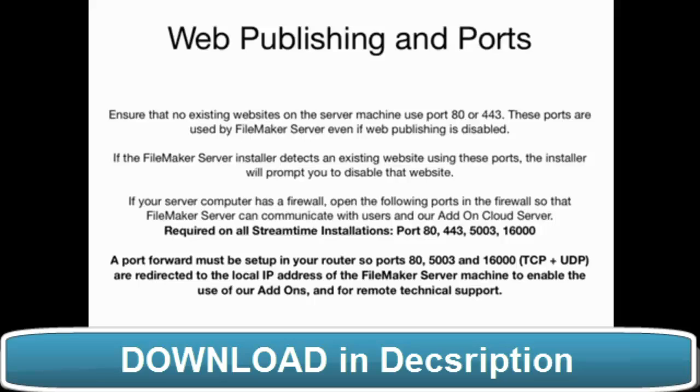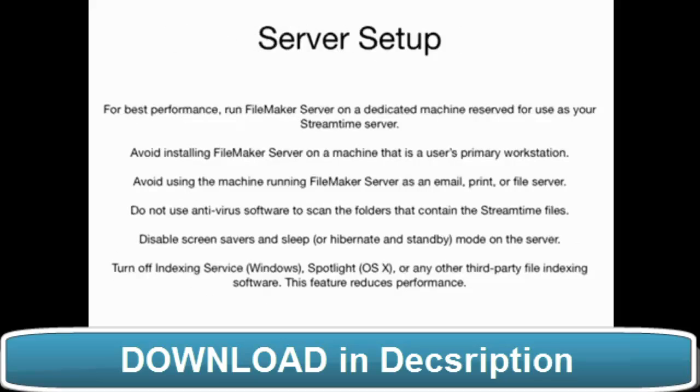FileMaker Server 13 does require use of ports 80 and 443. And during the installation, if the system detects that these ports are being used, you will be prompted to disable them during the installation. And as part of our add-ons and for remote technical support, we request that a port forward be set up on your router so that ports 80, 5003 and 16000 are redirected to the local IP address of the FileMaker Server machine.